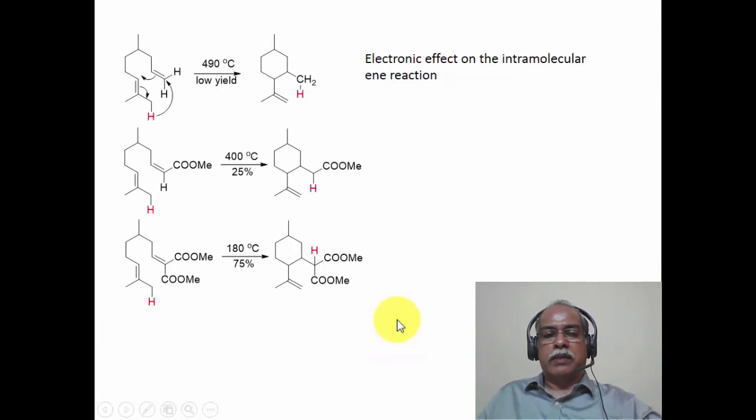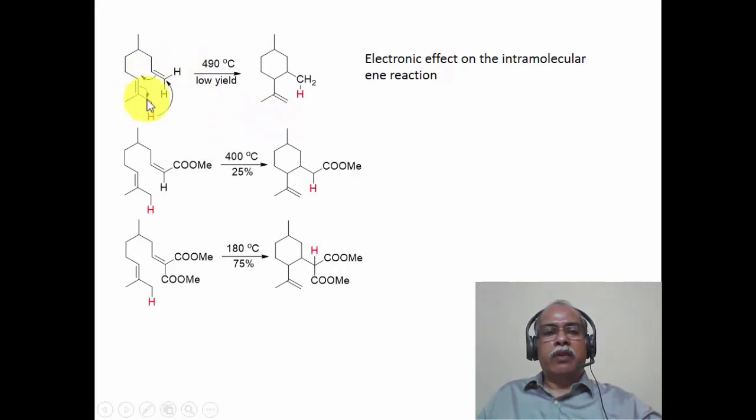We will see why that happens in a couple of minutes. If we consider the electronic effect of the intramolecular ene reaction, here is an example of a terpenoid kind of molecule that is undergoing ene reaction. This hydrogen, shown in red, is what is getting transferred onto this enophile with a concomitant formation of a carbon-carbon double bond, resulting in a cyclohexane kind of system here, and the olefin is of course rearranged to give the exomethylene olefin kind of product in this particular case.